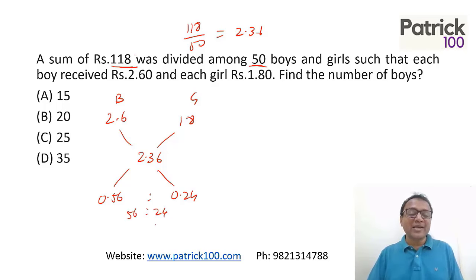If you look at it, 8 3s are 24, 8 7s are 56. So the total comes to 10 parts, right? 10 stands for 50, 5 times. I want the number of boys, so 7 will stand for 35.